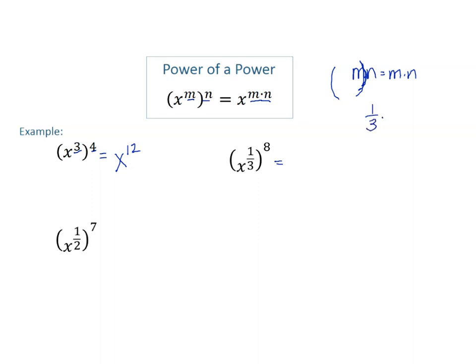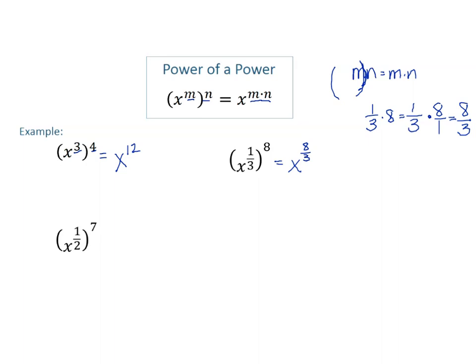So over here off to the side, I'm going to have 1/3 times 8. Now, the way that I always like to write it if I'm doing a fraction times an integer is I like to put it over 1. So I would rewrite this as 1/3 times 8 over 1. And then with multiplication, we just do top times top and bottom times bottom. So we get x to the 8/3 here, right? X to the 8/3. Now, that's a mixed number.